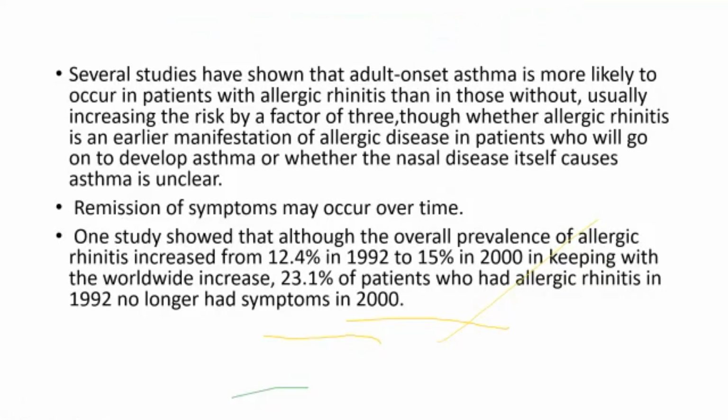As you know, adult onset asthma is likely to occur in allergic rhinitis patients, usually increasing the risk by a factor of 3. So allergic rhinitis and asthma go hand in hand. Once again, unified airway disease. Whether allergic rhinitis is an earlier manifestation of allergic disease, we don't know. As we have seen in the allergic march, it starts as eczema, goes towards allergic rhinitis, and then finally progresses to asthma. We are not clear. It is unclear. So there may be remission also. These are all the examples which they have shown, so nothing much to explain about the examples.